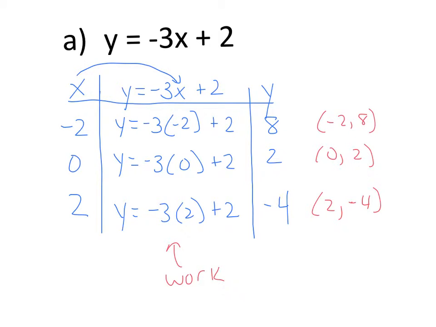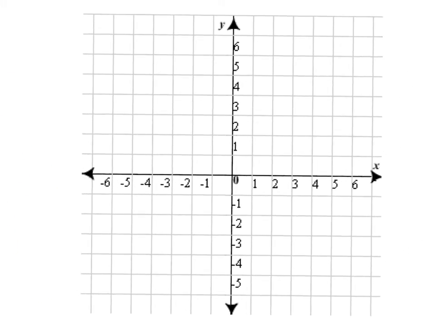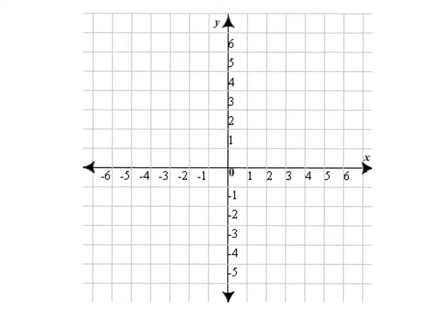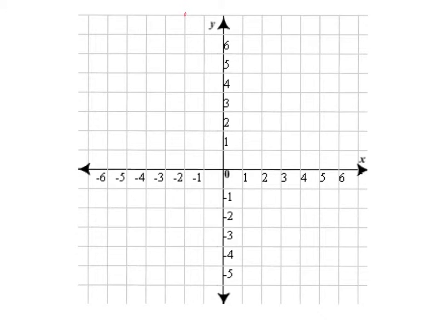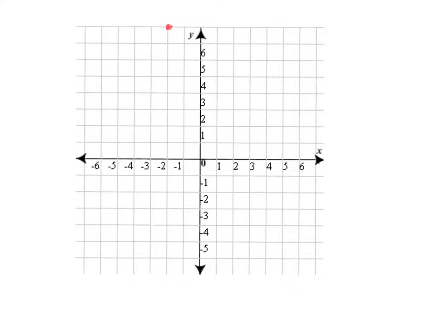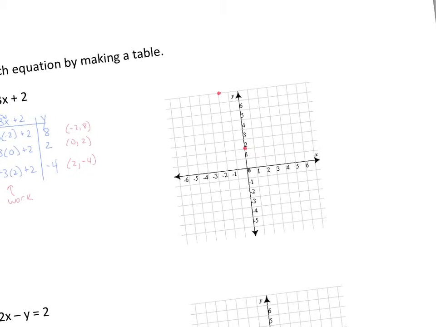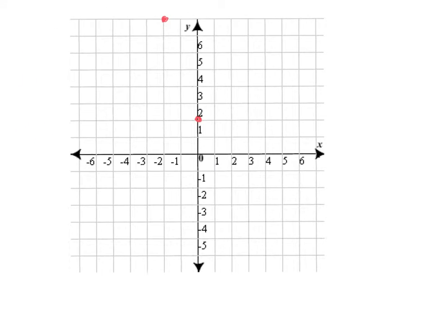All right, so let's go over here. Negative 2, 8. Okay, so negative 2, and that'll be the very top guy right here. Negative 2, 8. Okay, put a point there. And then 0, 2 will be our next one. So 0, up 2. Let's put a point there. And our last one is going to be 2, negative 4. So 2 and then down 4.